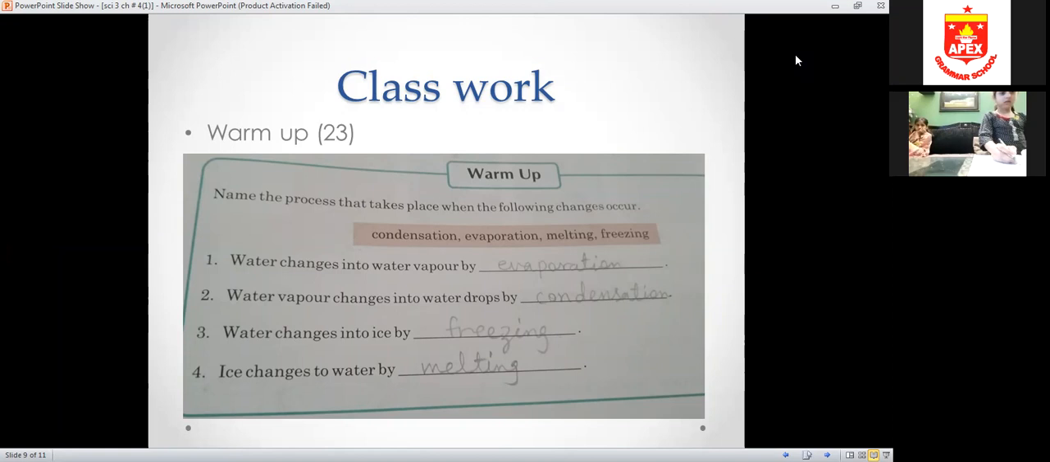Number one, warm up: name the process that takes place when the following changes occur. अब change आ रहा है, they have given you the word box: condensation, evaporation, melting and freezing. Number one is that water changes into vapors. अब प्रोसेस का नेम बताना, वाटर है वो चेंज हो गया वेपर्स के अंदर, स्टीम प्रोड्यूस हुई है, वेपर्स आए हैं, तो this process is known as evaporation. Write down evaporation in your books. Students, start writing in your books.